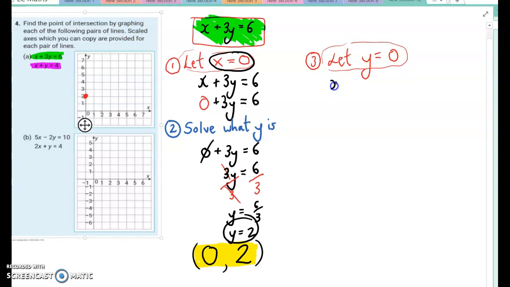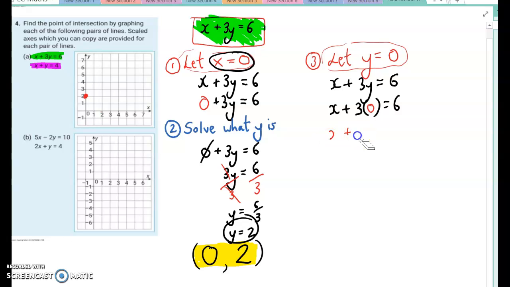So my equation is x plus 3y equals 6. If I let y equal to 0, it'll be x plus 3 and 0 in there, because I'm letting y equal to 0. So that means x plus, now 3 by 0 is 0. And if there's a 0 in it, just get rid of it. That means x is equal to 6.